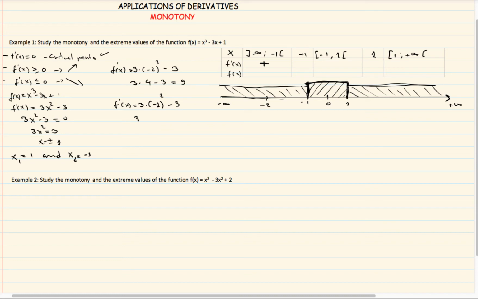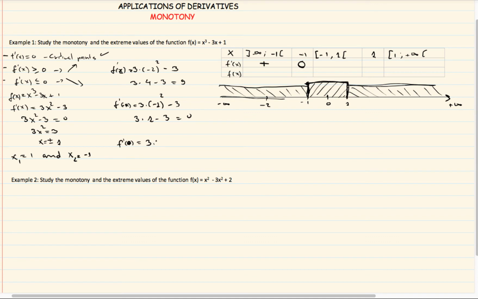So this is 3 into 1 minus 3. This is 0. So the function is 0 at this critical point. Again, I have this range from minus 1 to 1, and from minus 1 to 1 I can just choose 0. So if I choose 0 in the differentiated function, this means this was f dash of minus 2, this was of minus 1, this is f dash of 0.